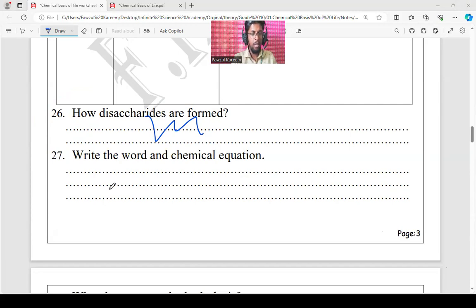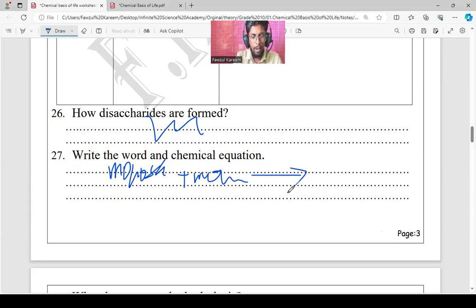Okay, we'll discuss. What is a word equation? What is a chemical equation? Listen very carefully. A word equation means, my dear, like this: monosaccharide plus monosaccharide gives disaccharide plus water. This is the word equation.